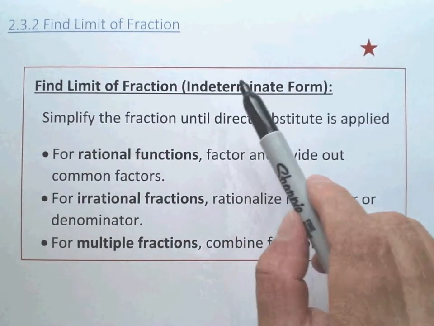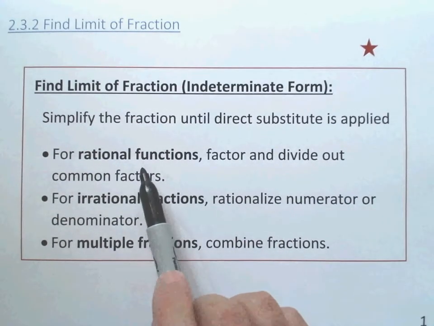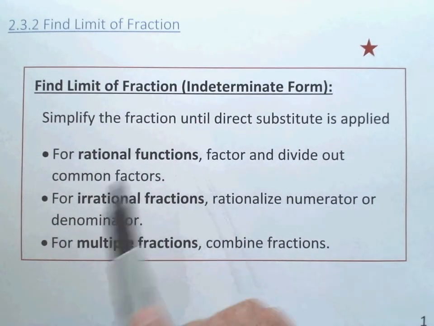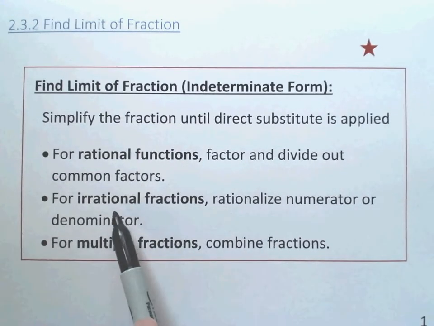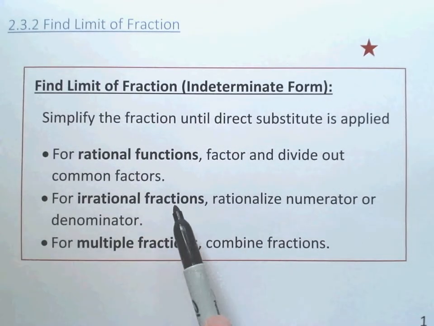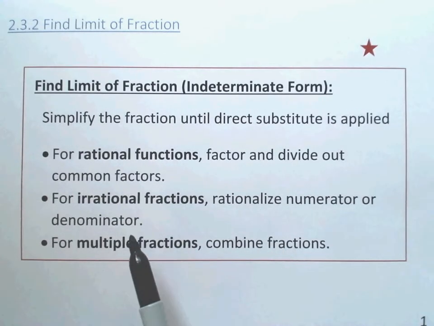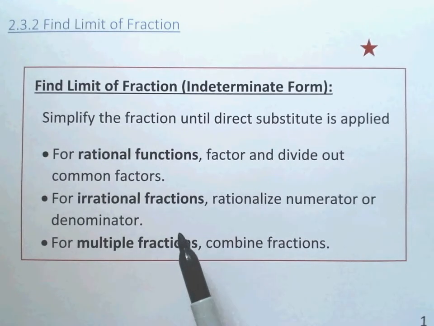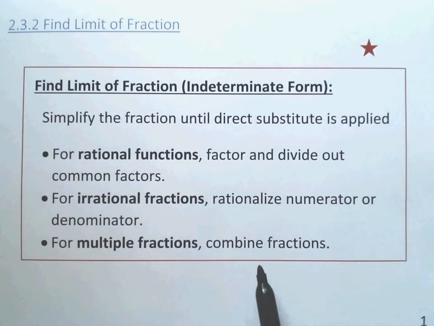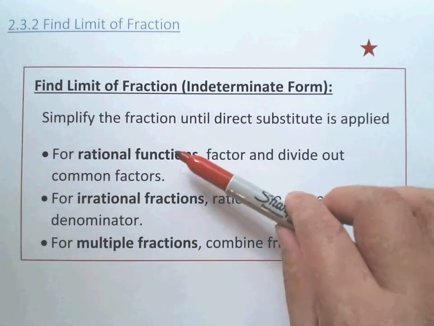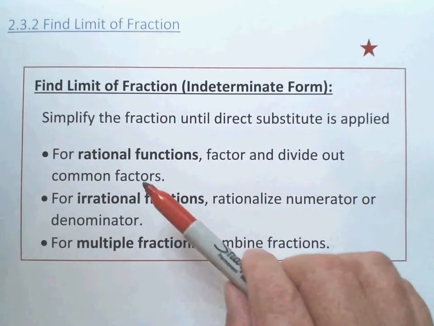So the first is a rational function fraction. For irrational fractions, as we're going to see, we have to rationalize later. Another case is if we deal with multiple fractions. How do you deal with multiple fractions? We need to combine the fractions together. I have three examples. Each one, we're going to do a rational function first.